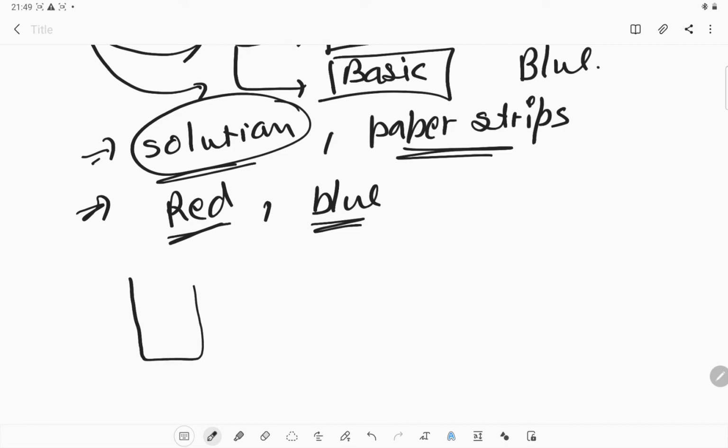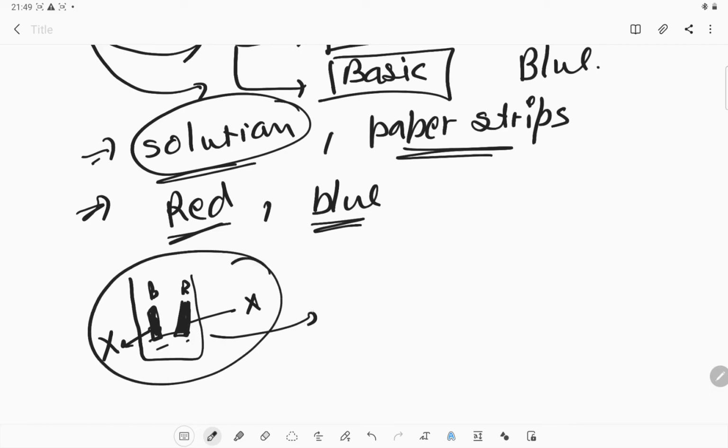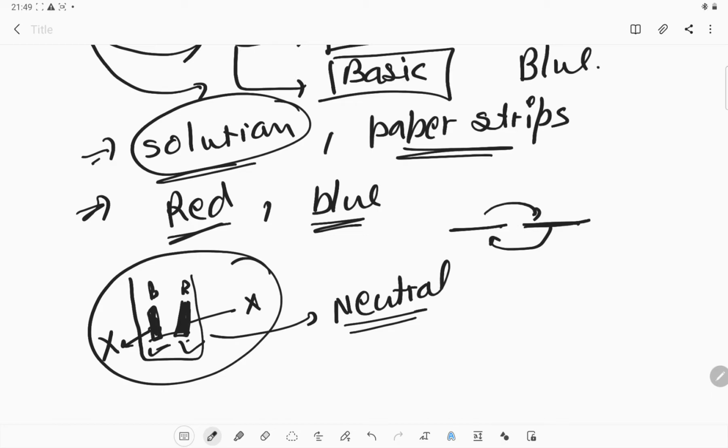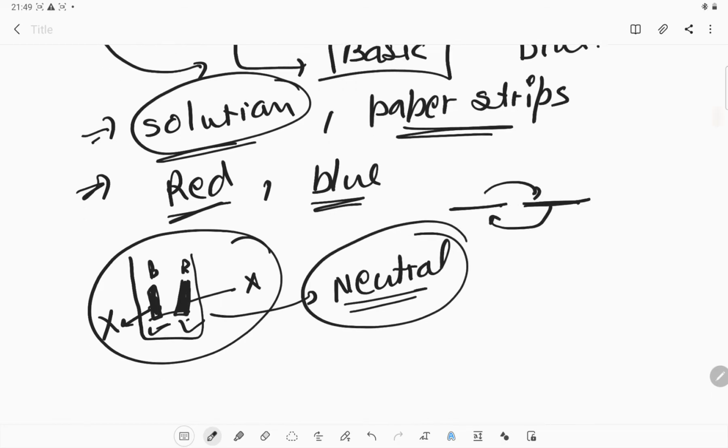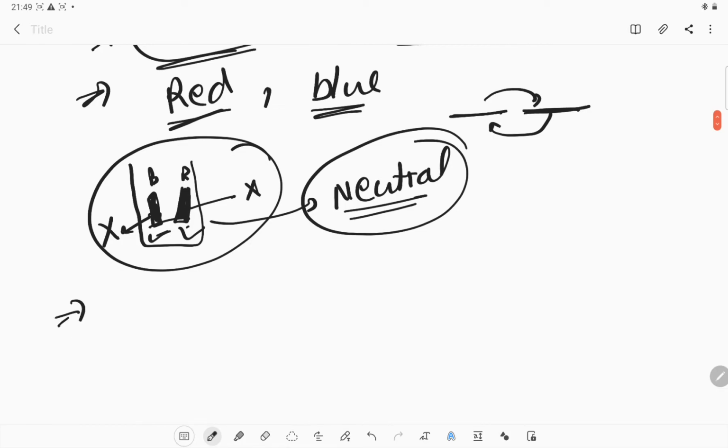What if there is a solution in which we have dipped a red litmus paper, and there is no color change in the red one? Now we take the other litmus paper, which is blue, and we see that there is no change in the blue also. What does that mean? That means the solution is neutral. That solution does not contain any acid or any base, or we can say it has equal amounts of acid and base that neutralize each other, so the solution becomes neutral. The neutral solution is neither acidic nor basic.